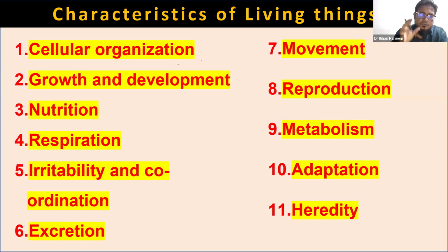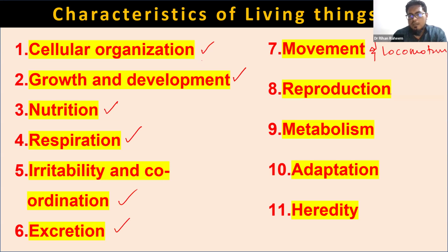So therefore scientists give certain features. If these features are there, it is a living thing. If the features are not there, it's not a living thing. So here I have listed out the features: cellular organization, growth and development, nutrition, respiration, irritability and coordination, excretion, movement, and there is another word coming there: locomotion, reproduction, metabolism, adaptation, and heredity. These are the features which are present in living things. All these features or a few of these features will be present during the lifetime of a living organism.